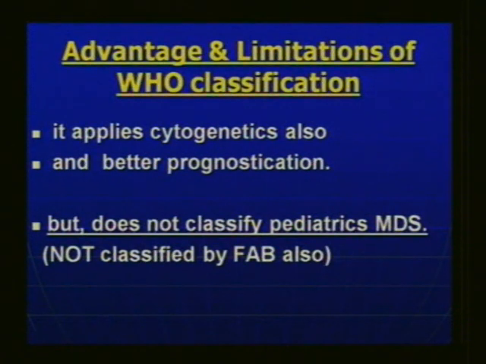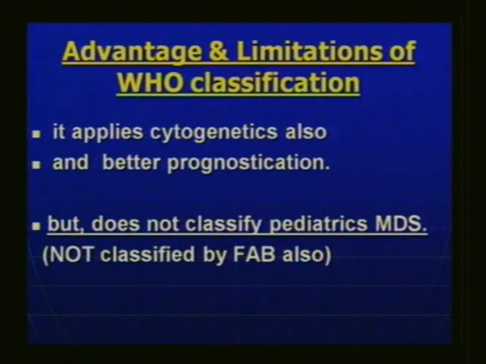What is the advantage? And also there may be some limitation even with this WHO classification, because this WHO classification is applying the cytogenetics, and with cytogenetics we find that it corresponds to the prognosis. So prognostication of this group of MDS patients is better when you include the cytogenetics in this WHO classification. The 5q minus syndrome is a diagnosis based entirely on the cytogenetics, demonstrating there is a 5q minus. If we come to the limitations of WHO classification, it doesn't classify the pediatric MDS.